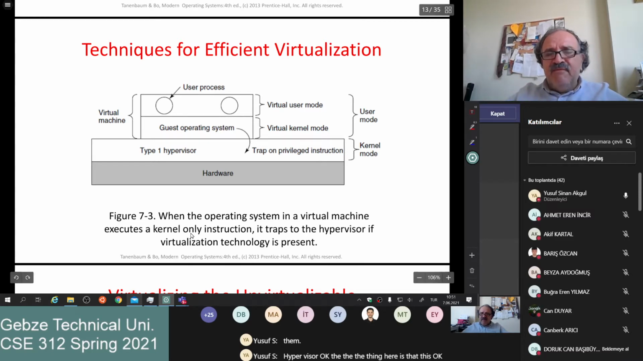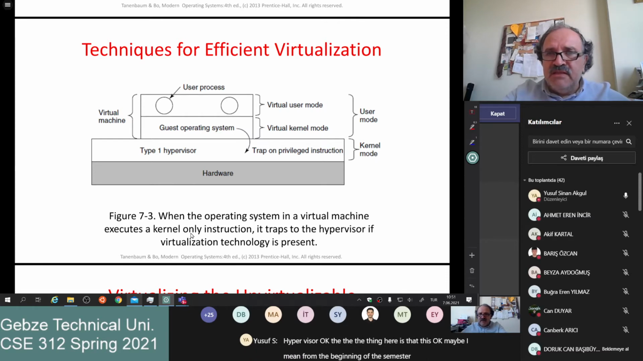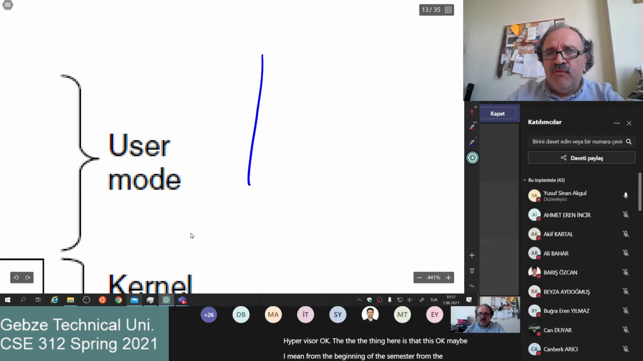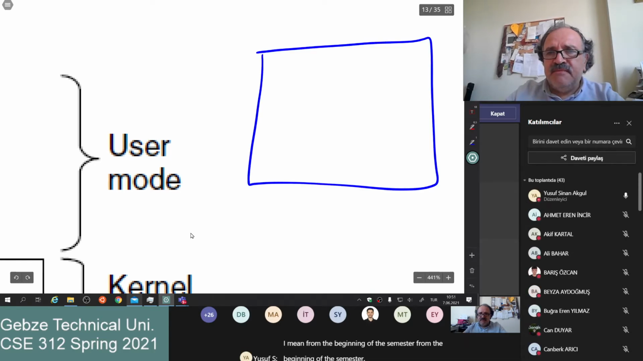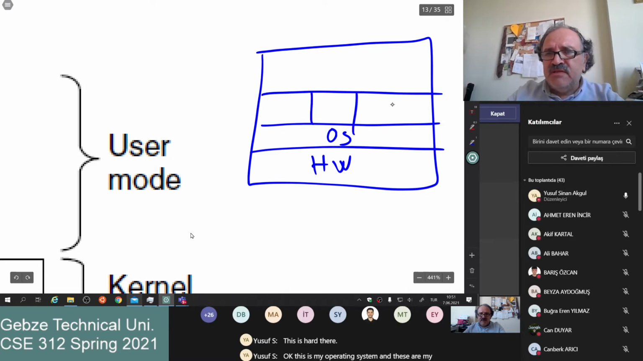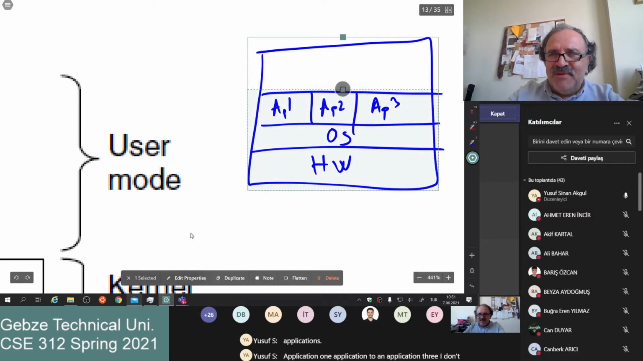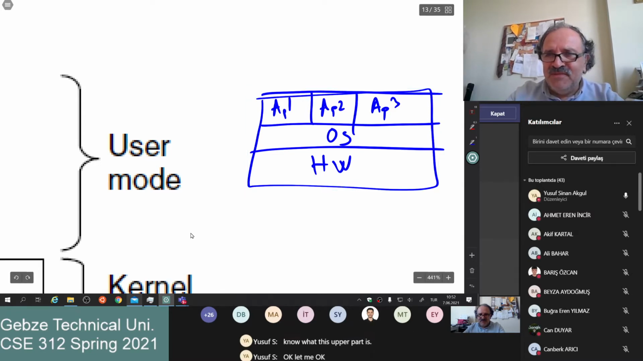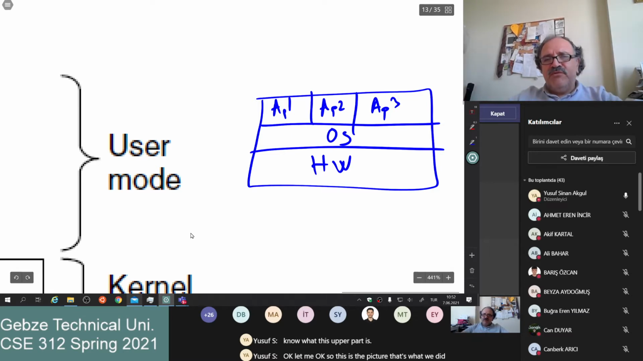From the beginning of the semester, we wanted to draw this stack of hardware and operating system. This is hardware. This is my operating system, and these are my applications: application 1, application 2, and application 3. That's the picture we used from the beginning of the semester.